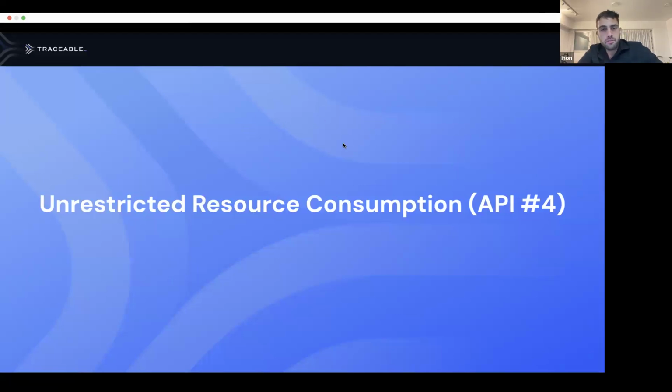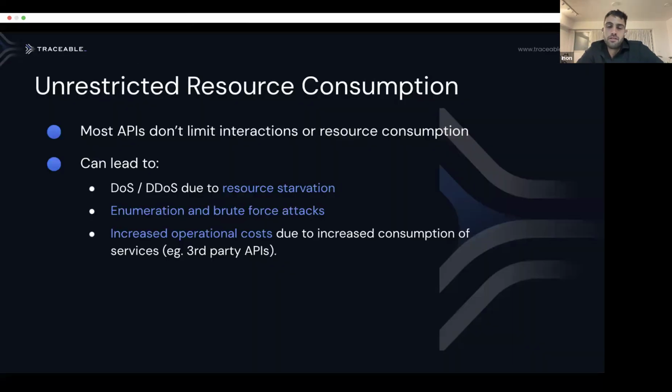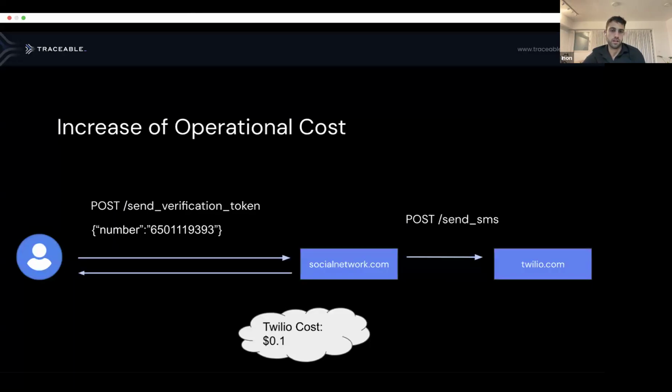So we covered authentication, and I want to jump into the next API security issue, which is unrestricted resource consumption. It's number 4 on the list. And basically what happens in unrestricted resource consumption is that most APIs don't limit interactions or resource consumption, and it can lead to things like denial of service or increased operational costs. Basically, I make the company lose money. Let's see an example for that.